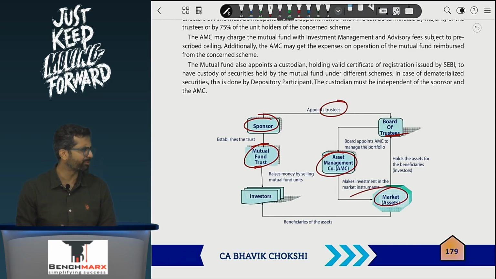So basically a few things. There will be a sponsor who will create a trust. In that, money will be raised from the investors and that money will be invested in the market by an asset management company, which is again appointed by the sponsor, and there will be a board of trustees who will ensure that the funds are managed in a way that they were originally envisaged. Are we clear with this?